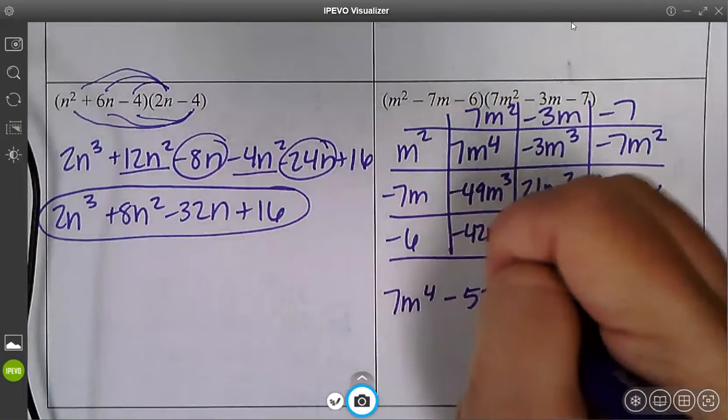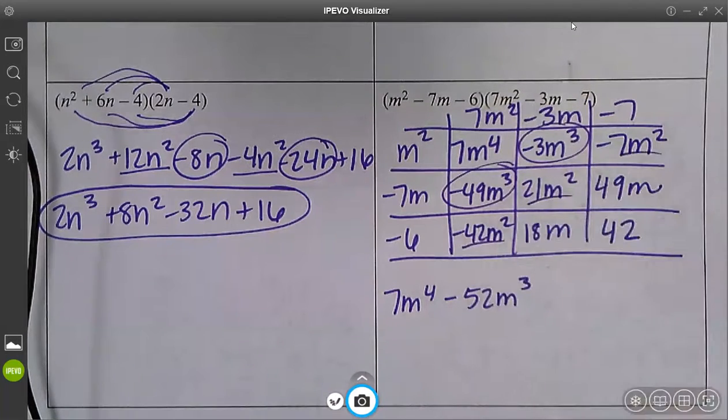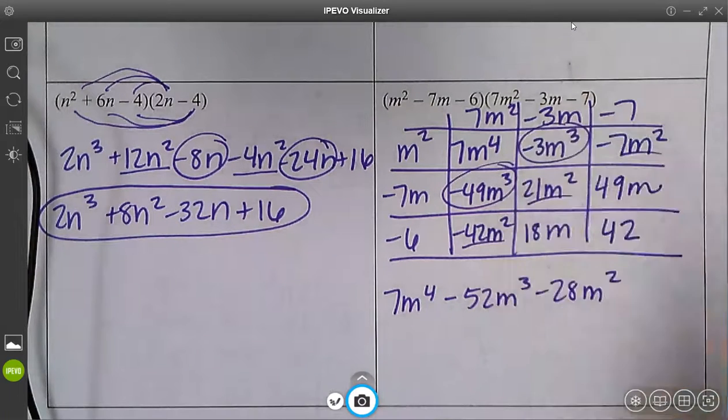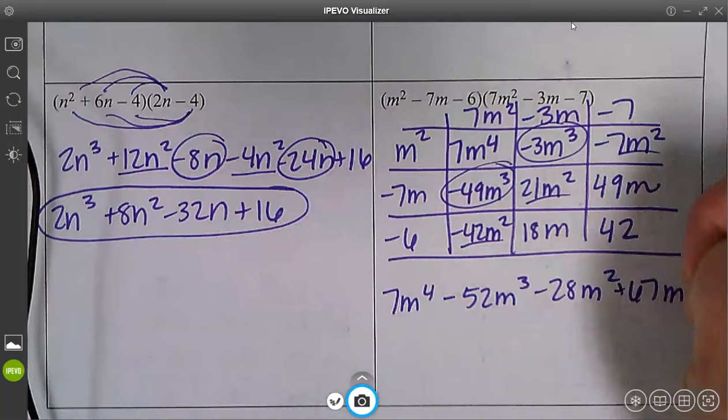negative 52m cubed, negative 42 plus 21 minus 7 is negative 28m squared. 49 plus 18 is 67m, and then plus 42.